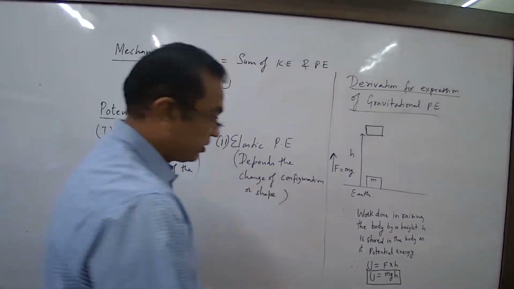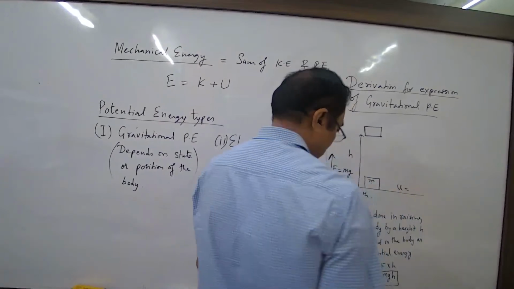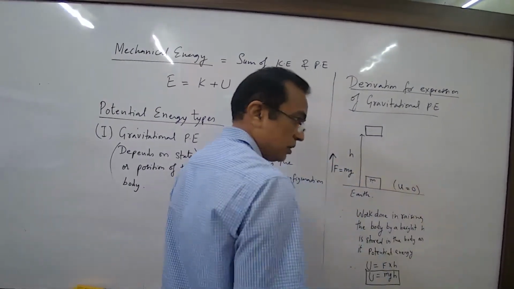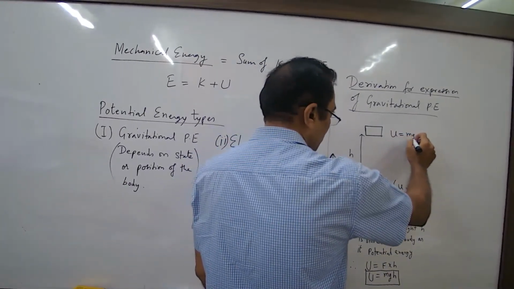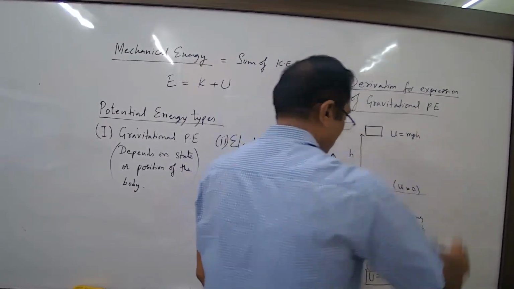Can anybody tell me what is the value of U at the ground? That is 0. So U at Earth surface will be 0, and U over here will be mgh. This you have to do.